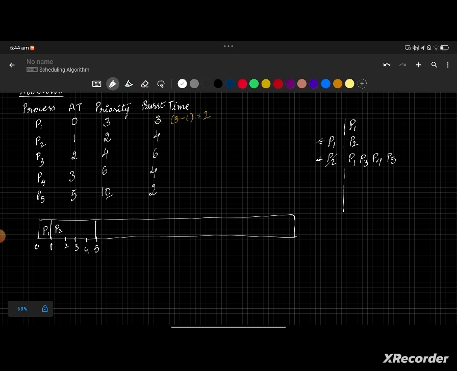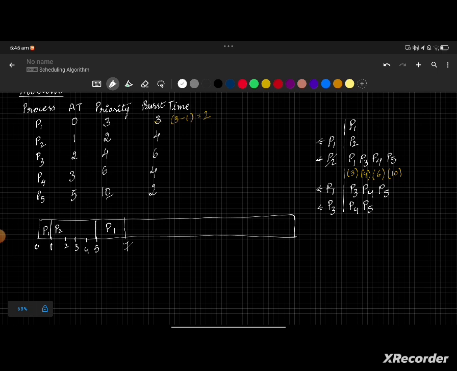So P2 is done. Now we have to check the priority. P1 had priority 3, P3 had priority 4, P4 had priority 6, and P5 had priority 10. Among these, P1 has the highest priority, so we give the CPU to P1, and P3, P4 and P5 remain as they are. P1 already completed 1 millisecond, so 2 is left. That means 5 to 6 and 6 to 7, and P1 completes. Then we give the CPU to P3, while P4 and P5 remain as they are.